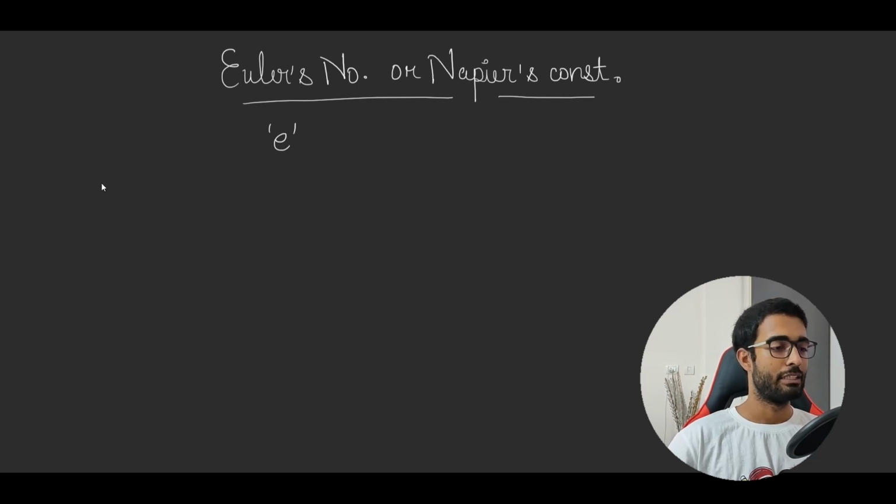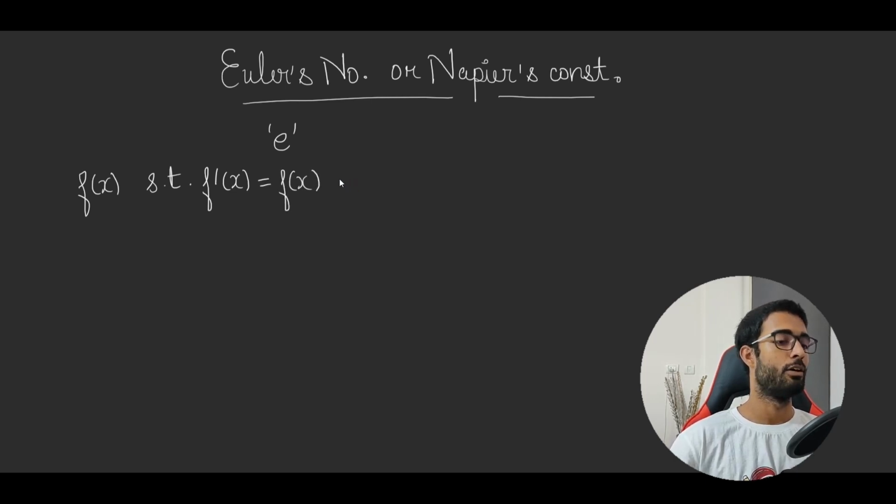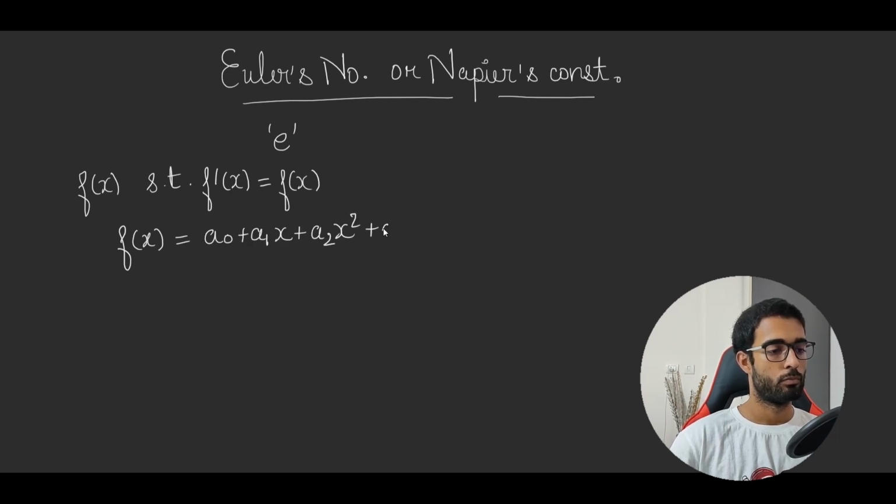So let's get started. First of all, there was a need for a function such that f'(x), that is the rate of change of this function with respect to the variable in it, should be equal to f(x). And this requirement gave rise to the need for some kind of function. So we assume that there is a polynomial function. Now let's differentiate this function once.